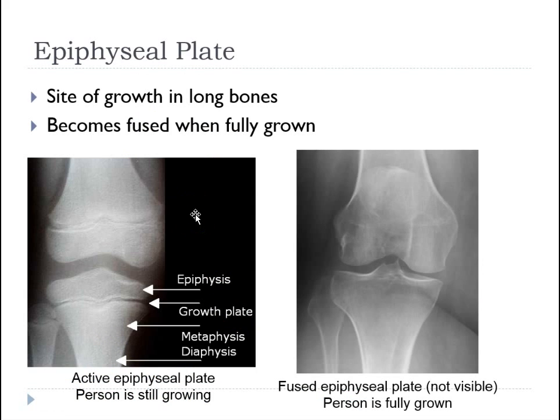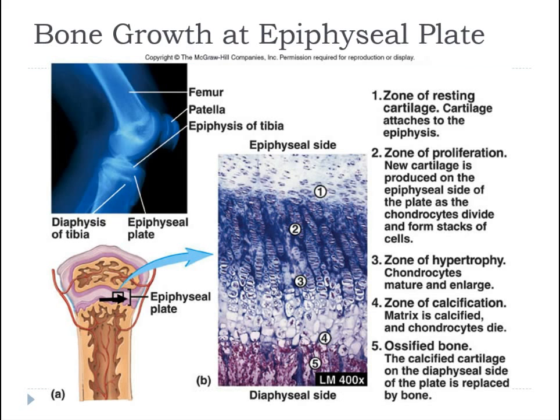So if we look at 2 scans, this is somebody that's still actively growing. You could still see that growth plate. And here, when somebody's completely grown, that growth plate is completely gone. You could maybe see a little hint of it, but definitely no space anymore. So that hyaline cartilage is gone. And that dictates bone growth. So this gives the bone the ability to keep growing and changing shape, of course. And that's what we can sort of see.